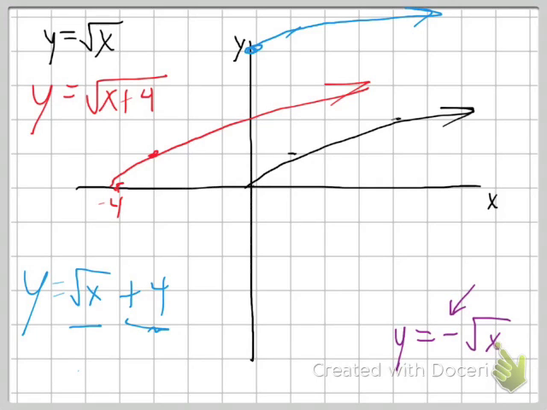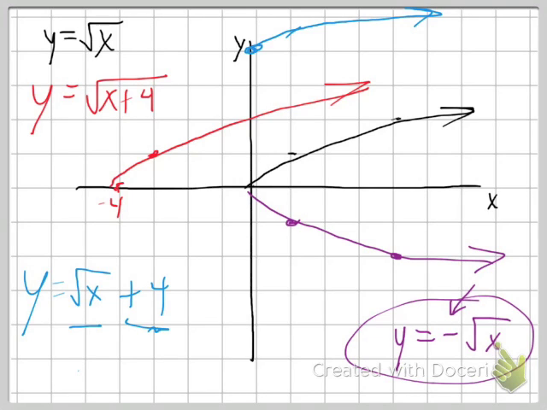Meaning now if I plug in 1, I get negative square root of 1, which is just negative 1. If I plug in 4, I'm likewise getting negative 2. And so as you can see, we have flipped over the x-axis. So what's it going to look like for us to flip over the y-axis? Let me just grab one more color here.